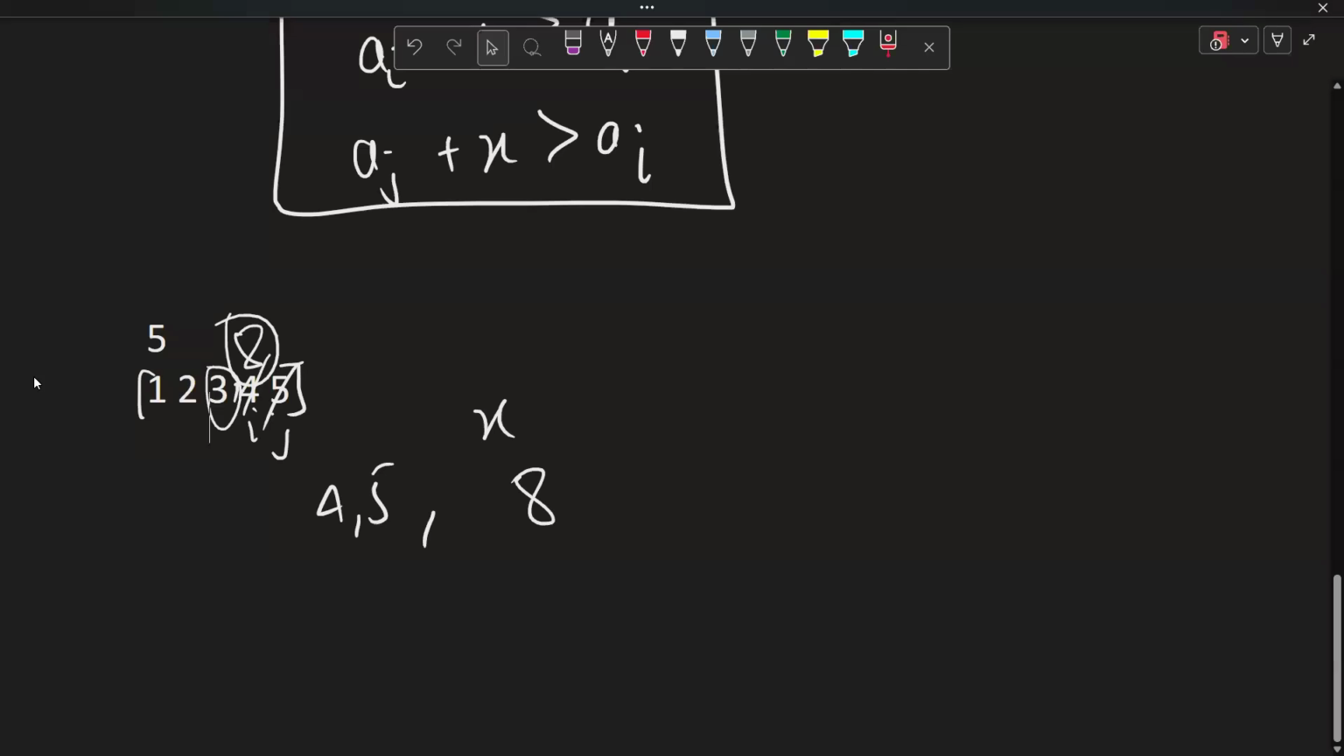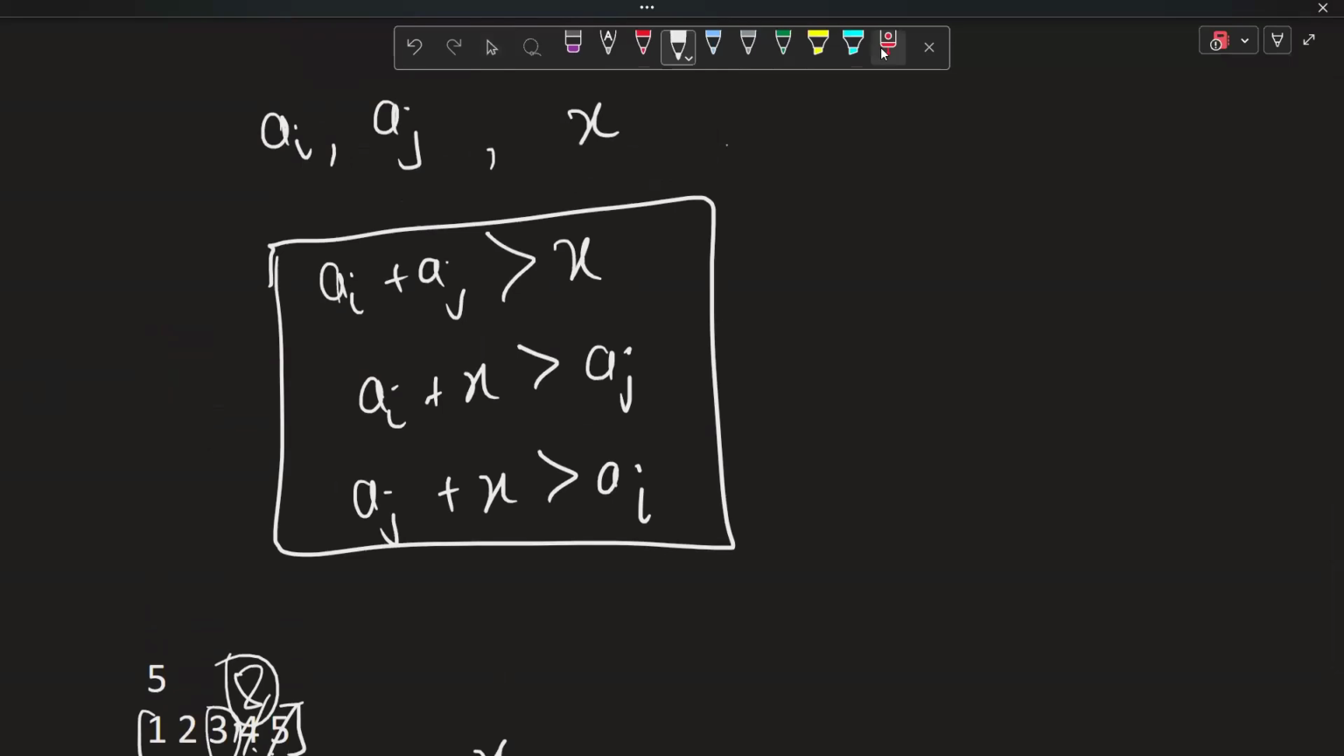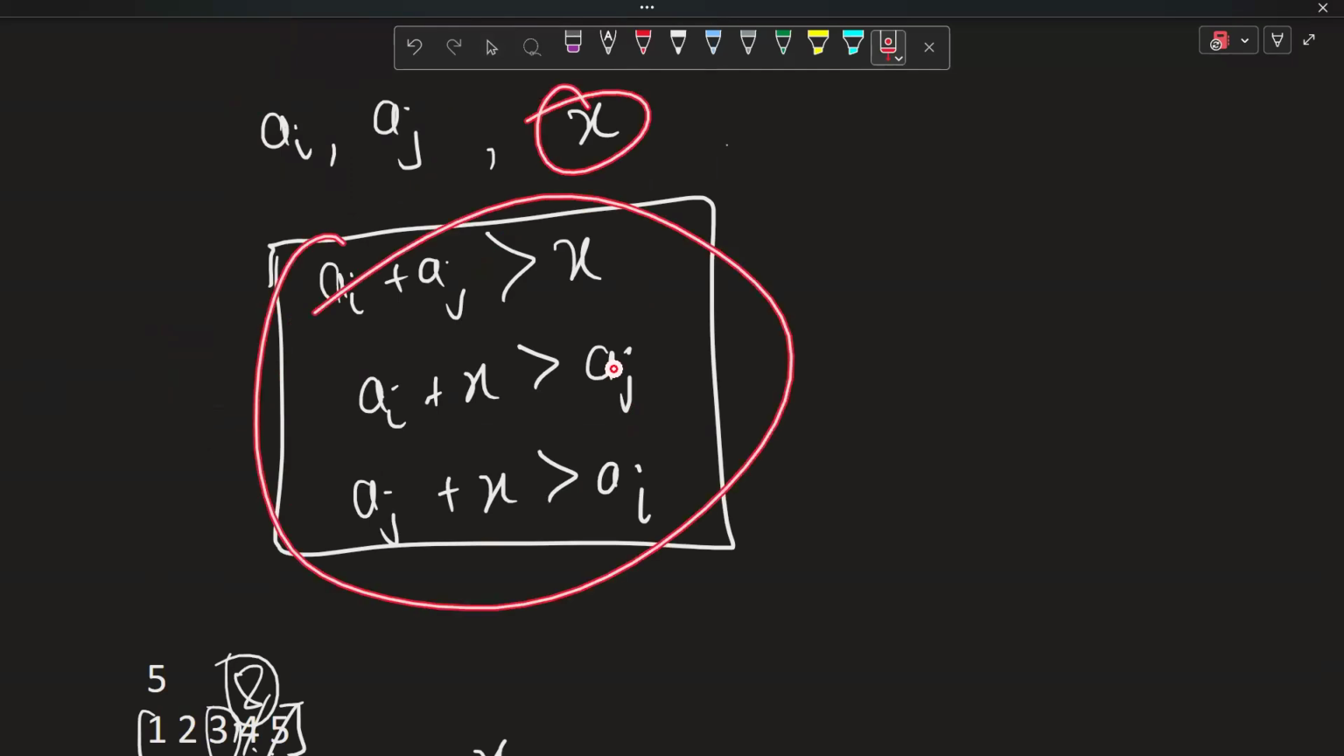Okay, so now let's try to analyze and find out how we can optimally form the best answer at the end. So first, let's see this condition. If you have two values, what is the third value? What all possibilities of this x can we have which satisfies these three conditions?